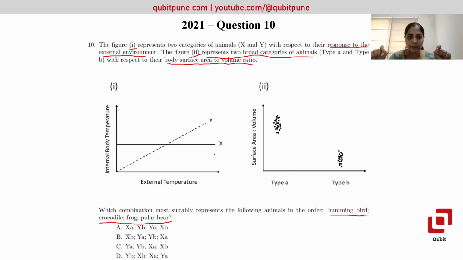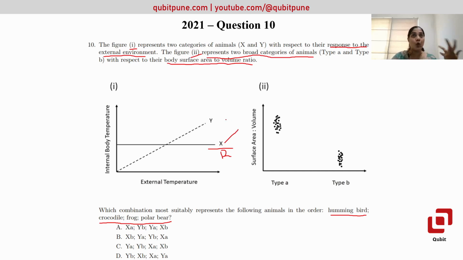External temperature: whatever the external temperature is, organisms which maintain their inner temperature irrespective of that, we call such organisms regulators. So the x-axis will be representing regulators. And the main examples of regulators are the birds and mammals.